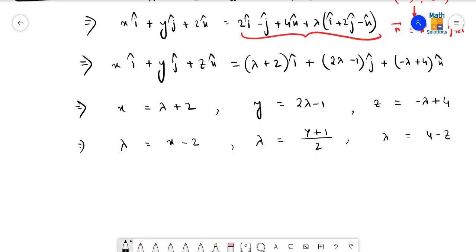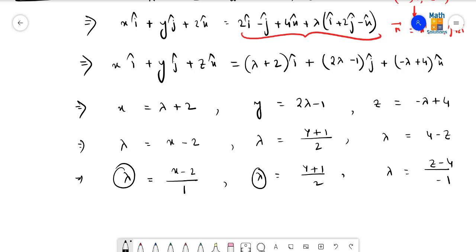4 minus z. So this could further be written in proportionality form. For the Cartesian equation, we have to arrange things this way: x minus 2 by 1, then lambda is equal to y plus 1 by 2. Here lambda is equal to z minus 4 by minus 1. Now for lambda we are getting three separate expressions in terms of x, y and z.